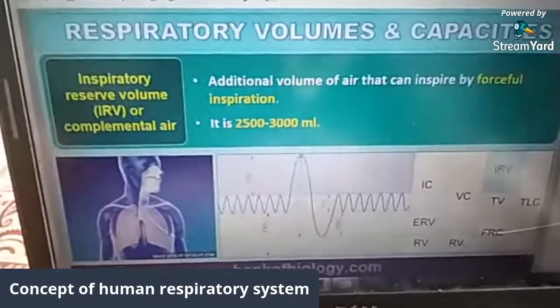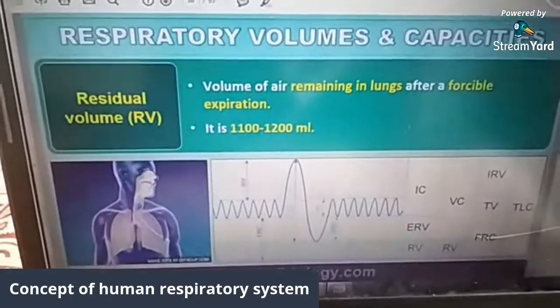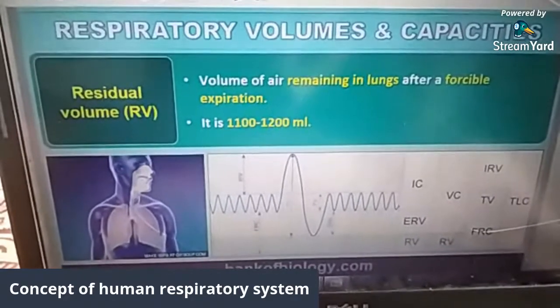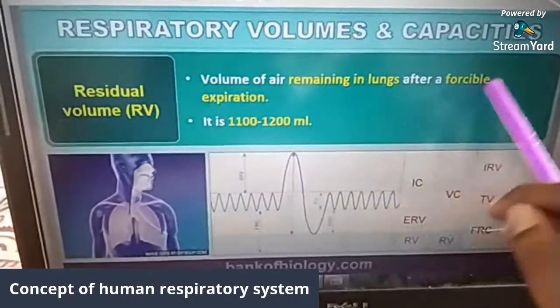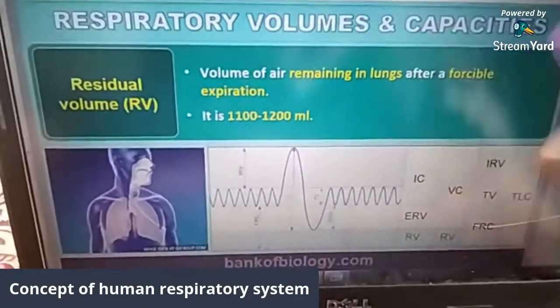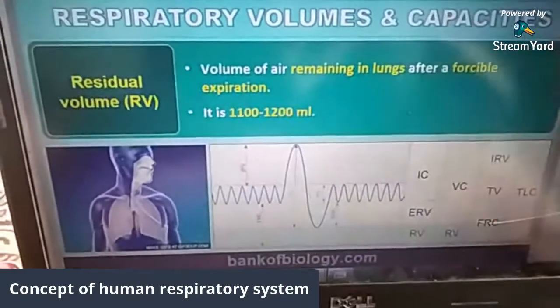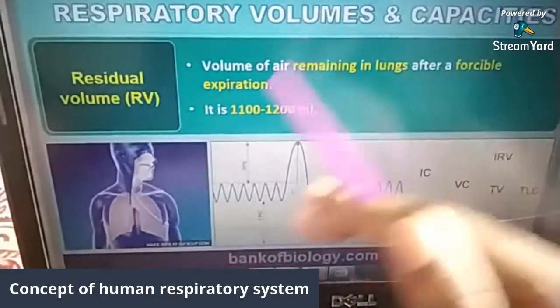Clear? Okay. Next is the RV. It means the residual. Residual means the left portion. So the volume of air remaining in the lungs after a forcible expiration. The amount of air which is left in the lungs after the forced expiration.